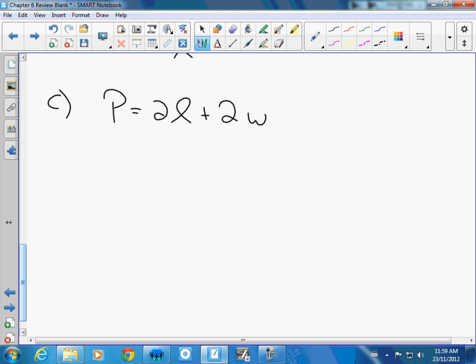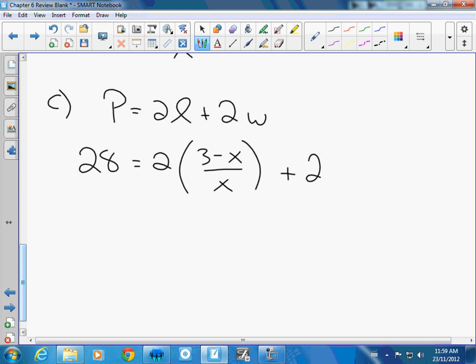Okay, hang on. So let's start with what we know. What's the perimeter? 28. Okay, so 28 equals 2. What's L? What was it again? 3 minus x over x. Okay. Plus? Thank you. Plus, what's the width? 2 over x.